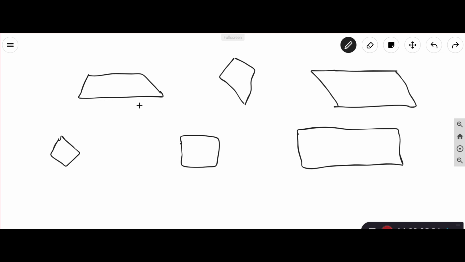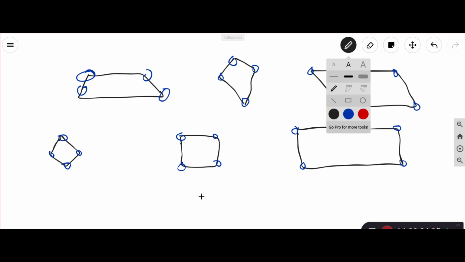And what's the other thing they all have in common? Right, if they have 4 sides, they all have 4 corners. Right? We got our little corners. And anything with 4 sides and 4 corners is a quadrilateral. And under that definition, that means we can have some really funky shapes.